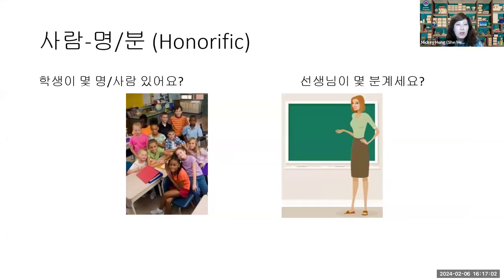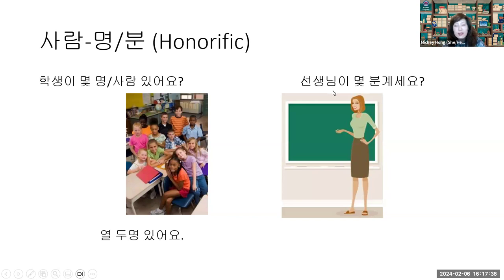학생이 몇 명, 몇 사람 있어요? 한 명, one person, 두 명, 세 명, 네 명. 다섯 명, 여섯 명, 일곱 명, 여덟 명, 아홉 명, 열 명, 열한 명, 열두 명. There are 12 people total. So how many students are there? You have 학생 and then 몇 to ask for quantity and then counter and 있어요 to ask how many of something is there.